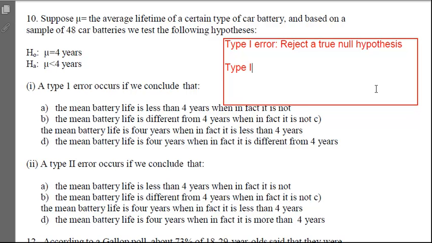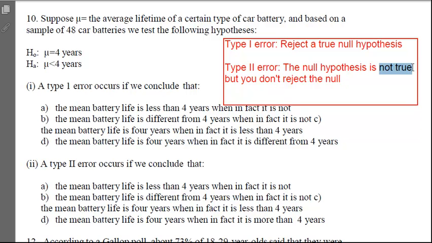And a type 2 error is the opposite. So type 2 error happens when the null hypothesis is not true, but you don't reject it. Okay, so it happens when you don't reject a false null hypothesis. If the null hypothesis is false, then you would want to reject it. Maybe it would make more sense to say false rather than not true, so you don't have two double negatives. Okay, and so those are the definitions.